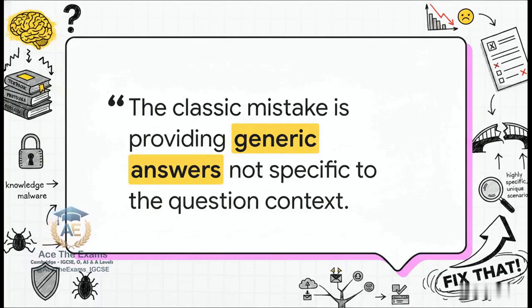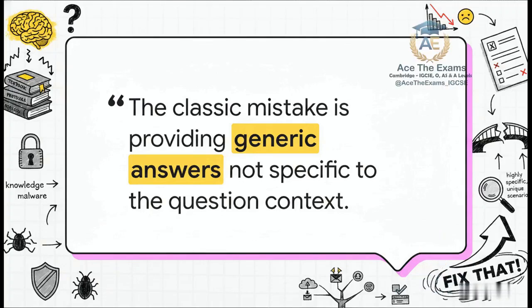If the question is about a small local business, and you write an answer that could just as easily apply to a multinational bank, you are giving a generic answer. That gap right there, the gap between generic knowledge and contextual application, is exactly where grades drop from an A to a C. But don't worry, because today we're fixing that permanently.